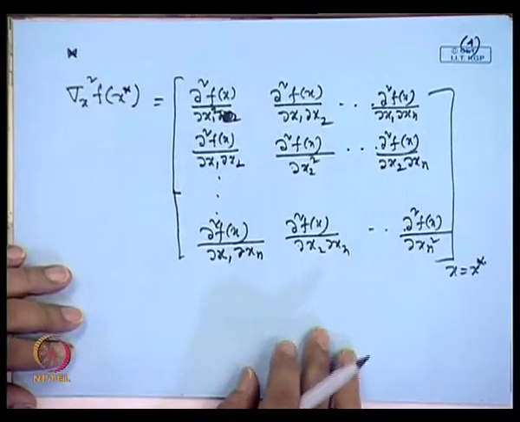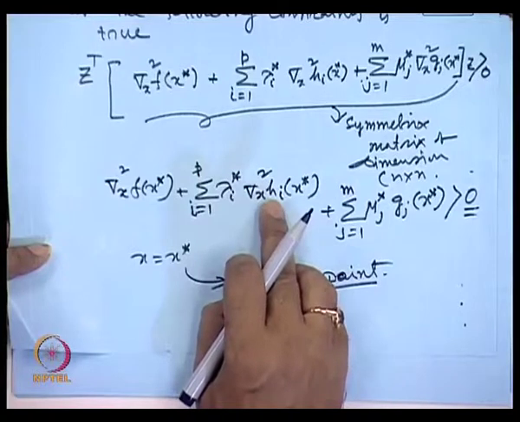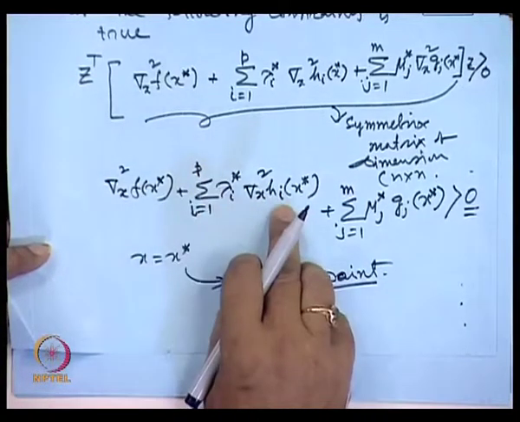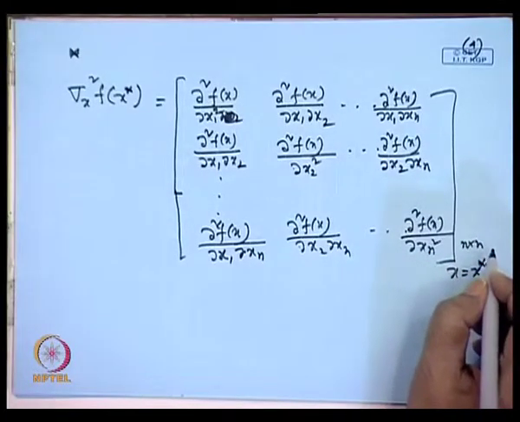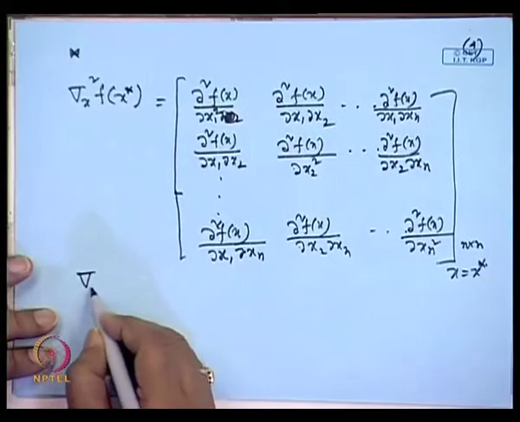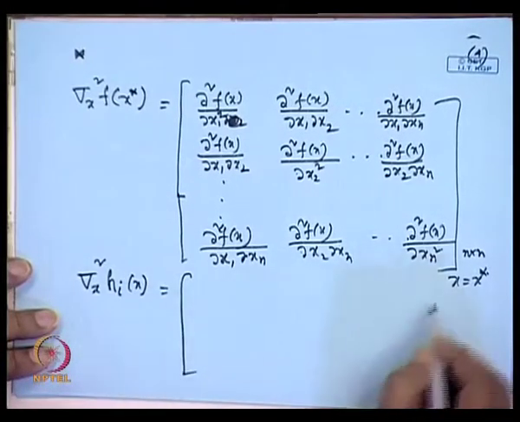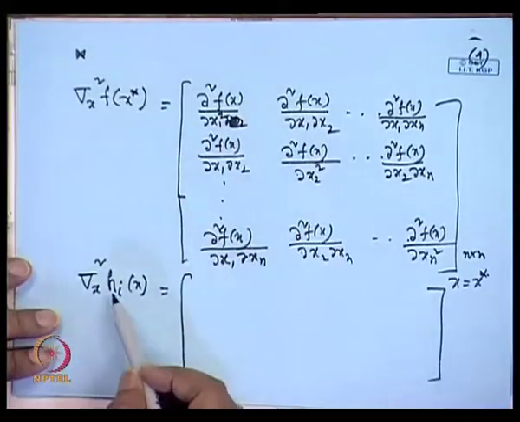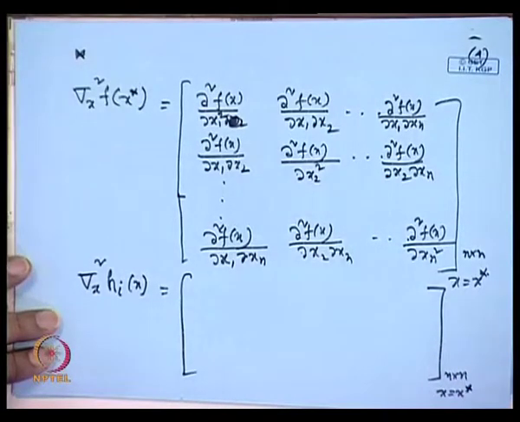So you have computed this. Similarly, for the Hessian matrix of h i, where i varies from 1 to p, you will get a matrix of dimension n cross n. Similarly, del square of h i of x is obtained by replacing f with h i, and this is also n cross n. You have to put the value x is equal to x star, agree?